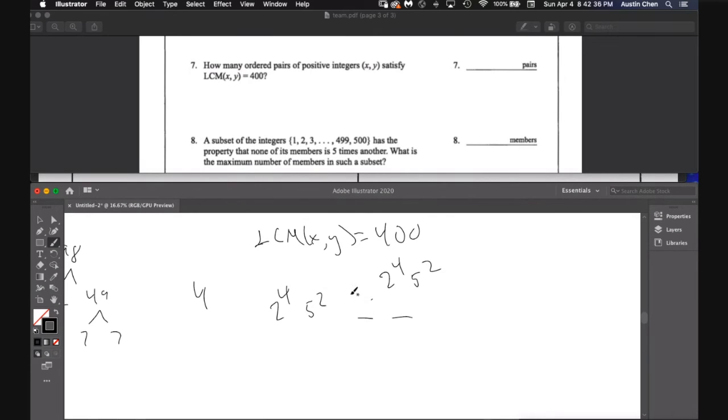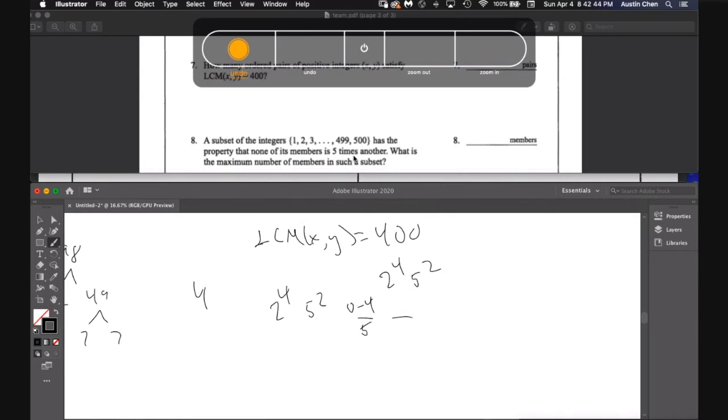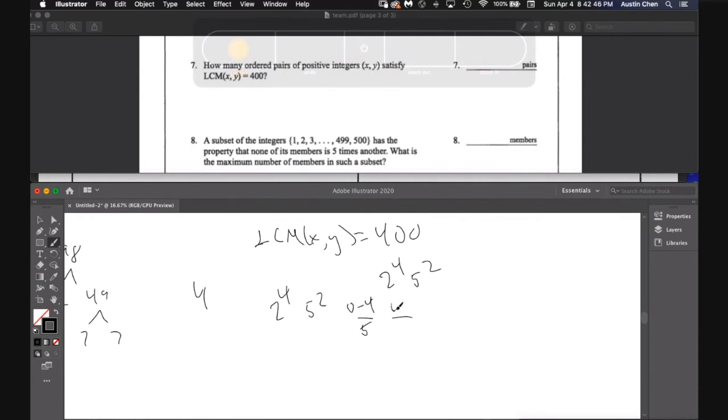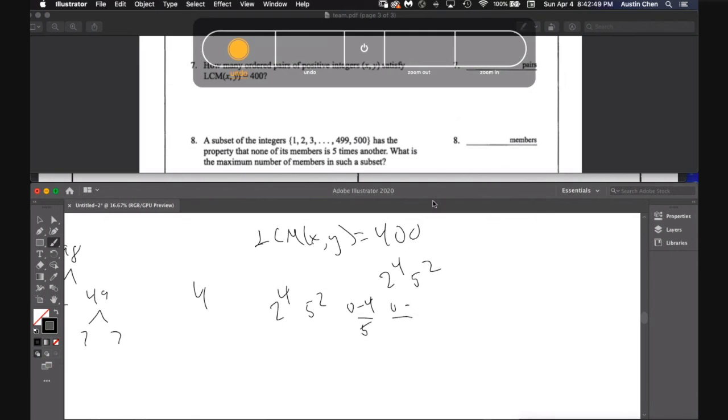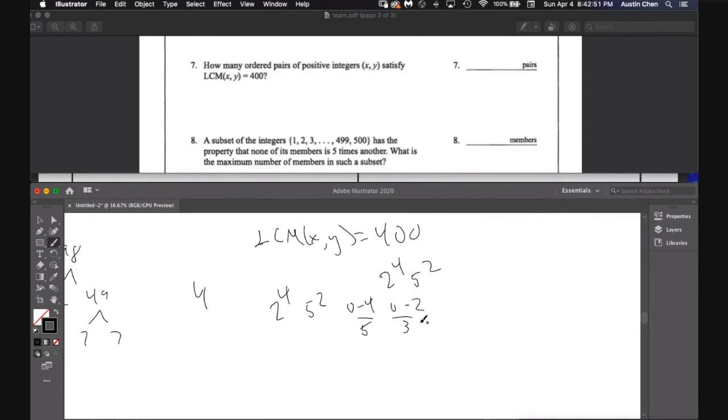Okay, so then that means the exponent of 2 here has to be somewhere between 0 and 4. So that's like 5 choices. And same thing for 5. You can use the exact same reasoning for 5. So we can go between 0 and 2, sorry. And that's 3 choices.